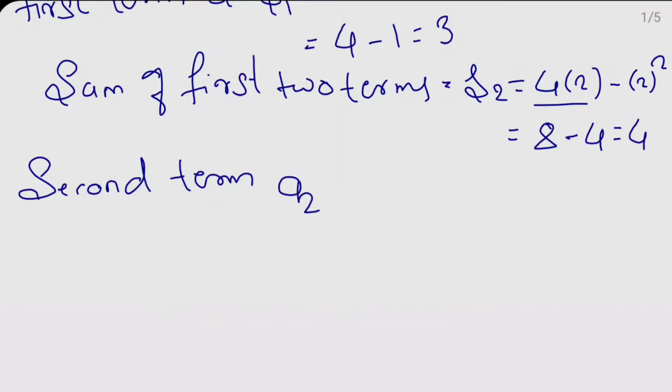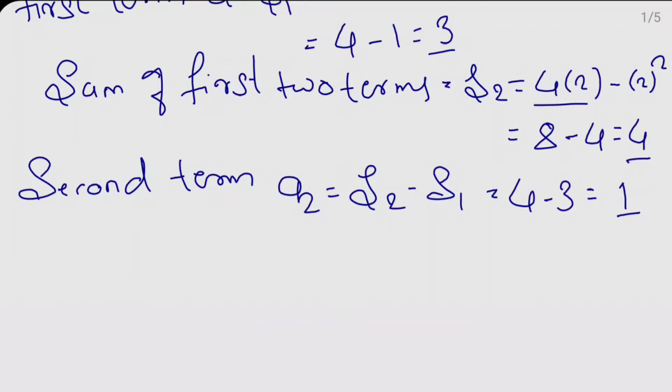So now second term. A2 equal to S2 minus S1. Sum of second term minus sum of first term, we will get second term. Is it clear? So here 4 minus 3 we got 1. So here second term is 1, because the sum of first term is 3 and the sum of second term is 4. So what is the difference here? 1 only. So the second term is 1 here. Is it clear?